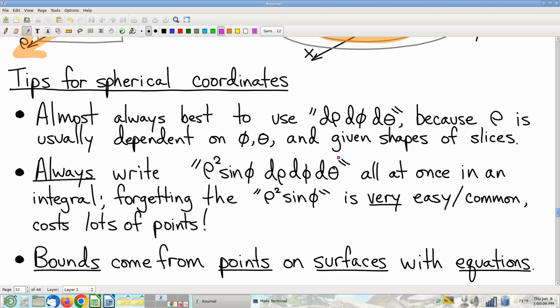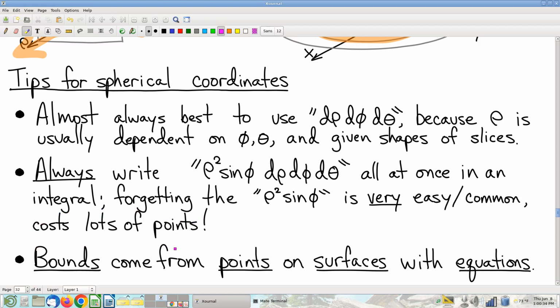I'm always going to write down this whole thing all together: rho squared sine phi d rho d phi d theta. Just memorize that grouping. Always write that down all at once. Then you will minimize, at least, the likelihood of accidentally forgetting, and again, forgetting what is ultimately the big point from a multivariable calculus standpoint, right?